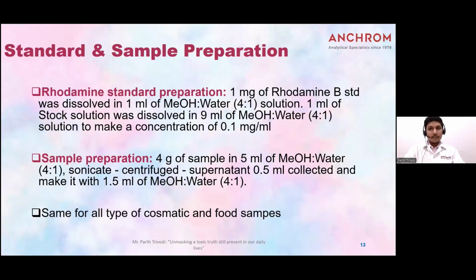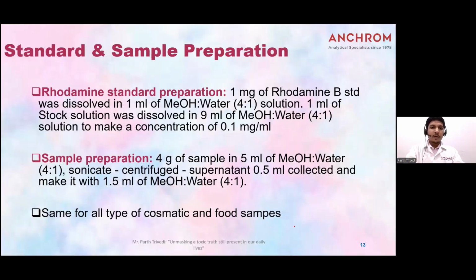For the standard and sample preparation, this is the method we have used. For the rhodamine standard, we used 1 milligram of rhodamine B standard and dissolved it in 1 ml of methanol to water, which was our diluent, a 4:1 solution. Then we took 1 ml of the stock solution and dissolved it in 9 ml of the same methanol to water at a 4:1 ratio. That solution makes a concentration of 0.1 mg per ml.